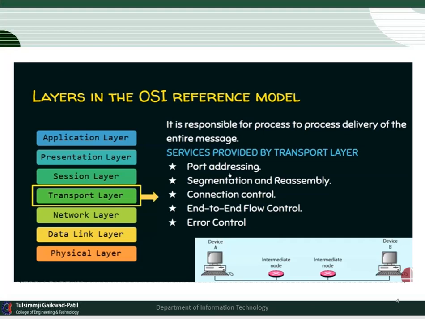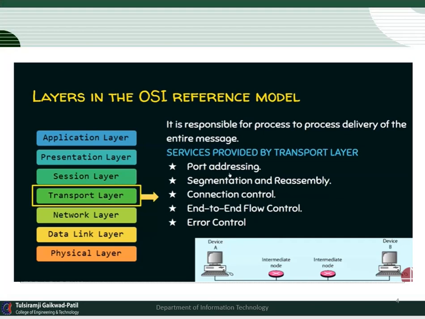So in port addressing, device A sends a message using the source port number, and it sends the data to device B. Upon reception, a reply is sent, which reaches the sender. After reaching device B, the data is handed over to the right process using the source port number and the destination port number. So this is about port addressing.